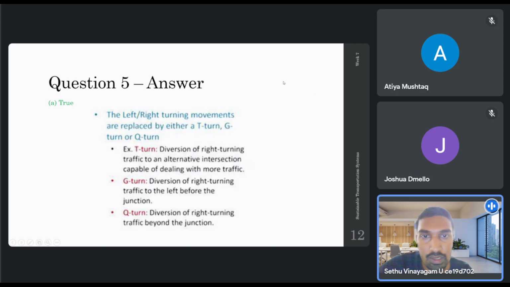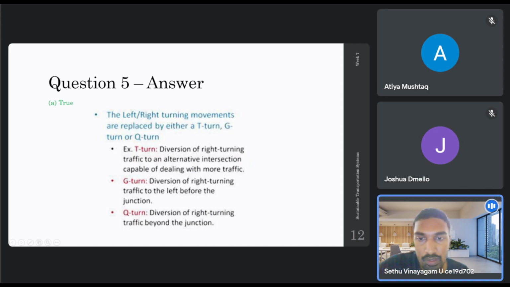Some of the alternatives that we will provide are these other types of movements like T turn, G turn, or Q turn. Which is like directing them to another intersection which has a higher capacity and which can handle more turning movements. So those intersections are used for providing these alternate movements, right? So in a T-turn, when people want to turn right and they are diverted, they will be diverted to another intersection, maybe ahead of this current intersection that they want to turn, and there they will make another turn and then come back to this place where they initially wanted, and then make the movement that they were originally intending, right? So that's a T turn.